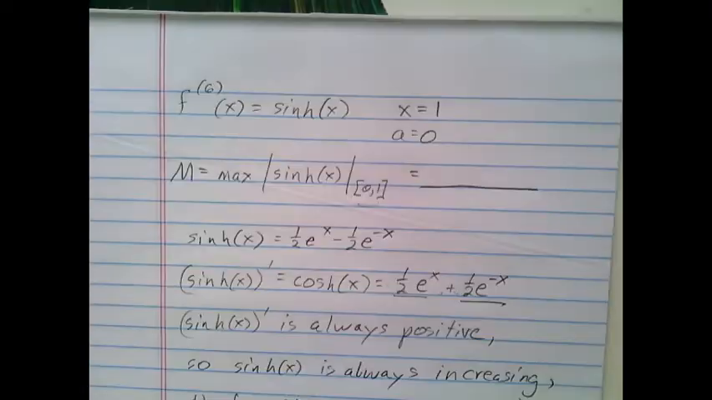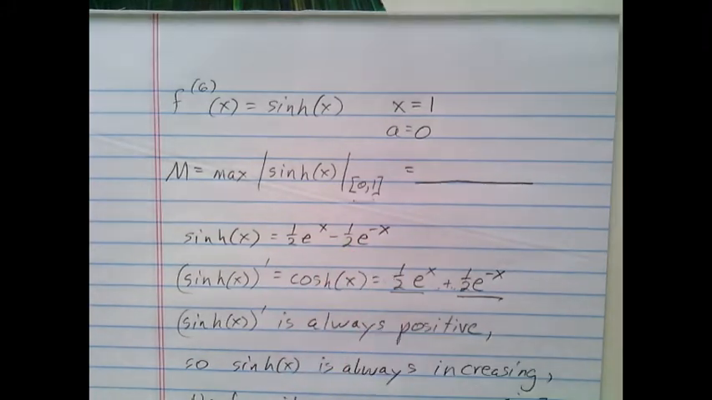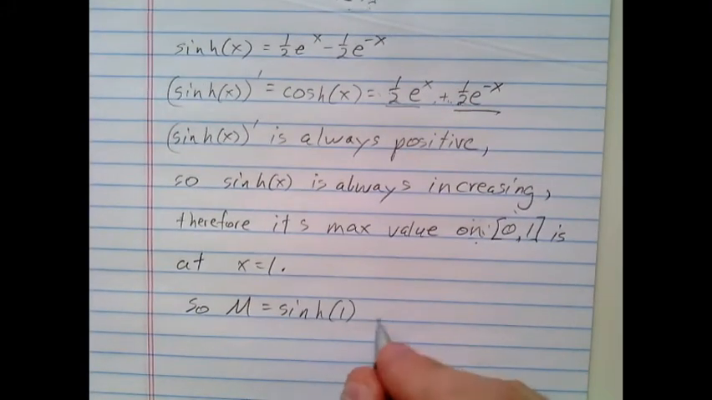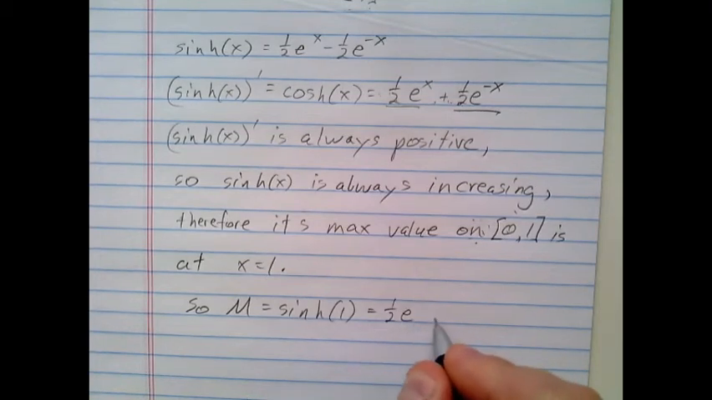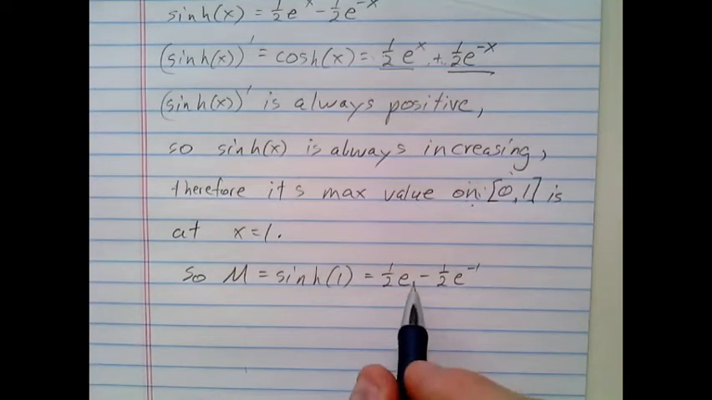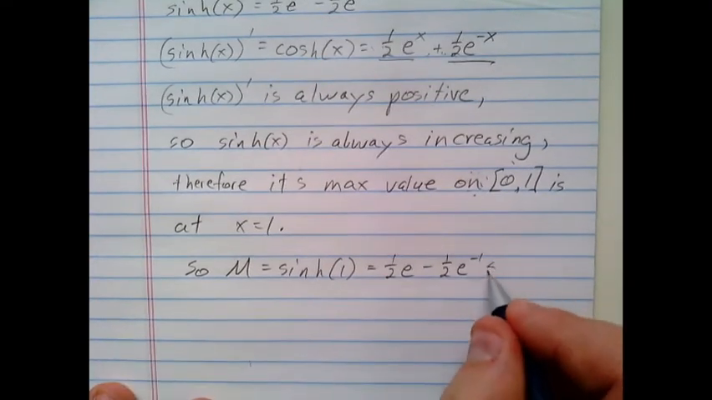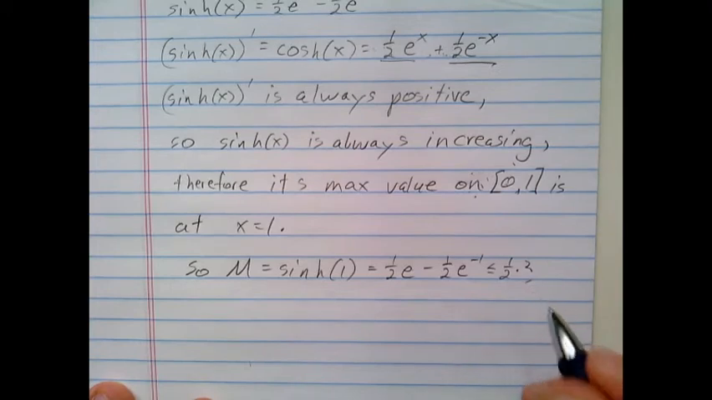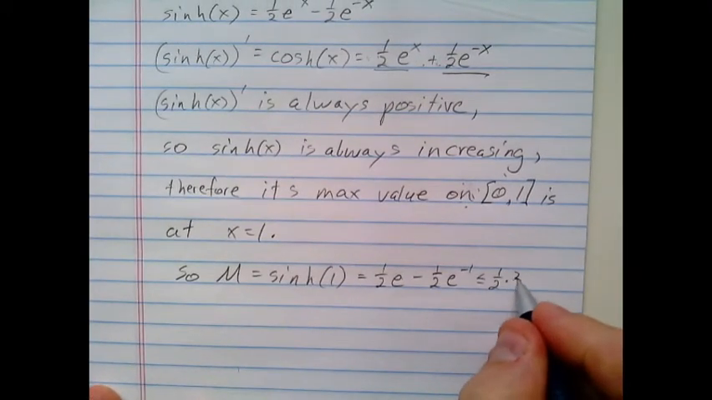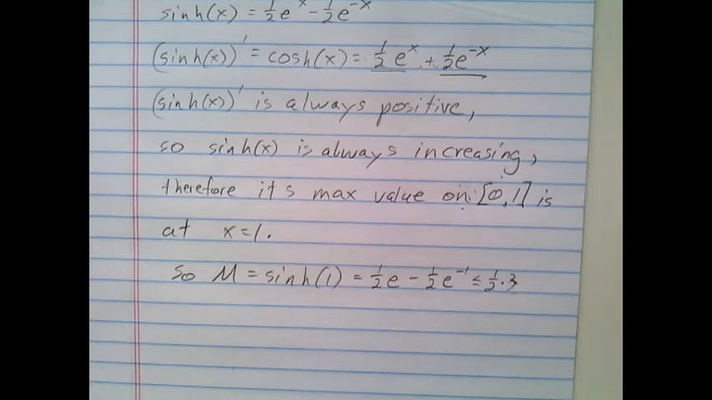So here's the idea. Remember, hyperbolic sine of x is 1/2 e to the x minus 1/2 e to the minus x. So hyperbolic sine of 1 would be 1/2 e minus 1/2 e to the negative 1. Now, I know that e is like 2.7-ish. So if I replace that e with a 3, that makes this bigger. So this would be less than 1/2 times 3. The advantage there is I know the value of 3.